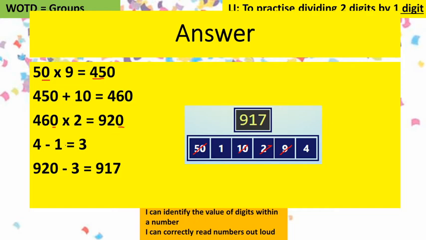Then I've got a 4 take away 1, so I've used my last 2 numbers, so hopefully I'll get there. 4 take away 1 is 3, and then 920 minus 3 is 970. So that is just one way you can get there. There are quite a few other ways that you could have got there. So well done if you got there or got really close.